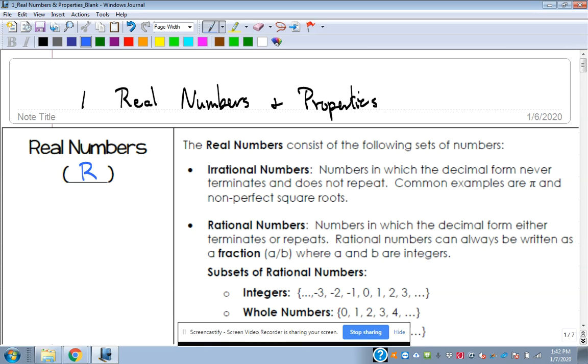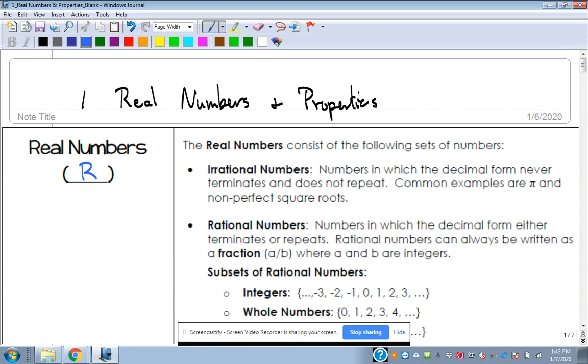So irrational numbers are kind of a weird set of numbers. Pi, non-perfect square root, so square root of 5 is not a perfect square root, but square root of 4 is. So it's not an irrational number. So got to be careful when we look at that. We'll look at some examples as we go along today and start classifying some numbers.